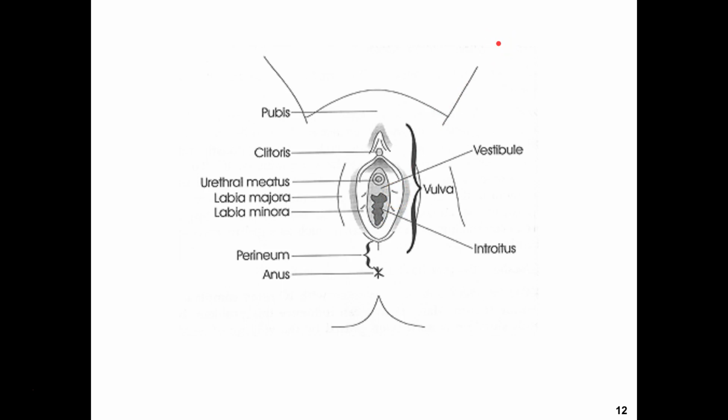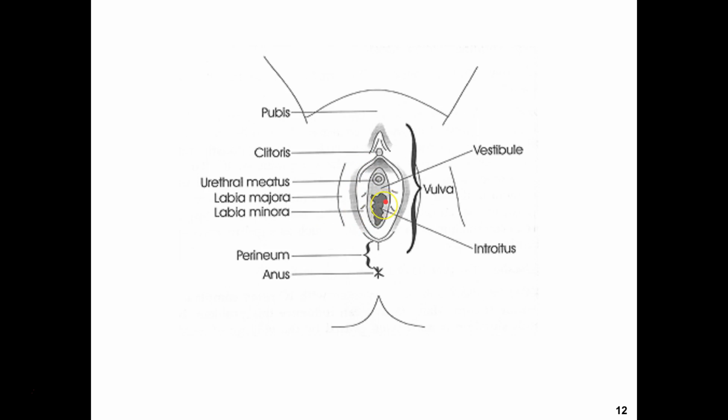All right, so I would definitely know pubis, or mons pubis, I would know clitoris. This says urethral meatus, but you can just think of this as the opening of the urethra. I would know labia majora, I would know labia minora, and I would know that this is the opening to the vagina here.